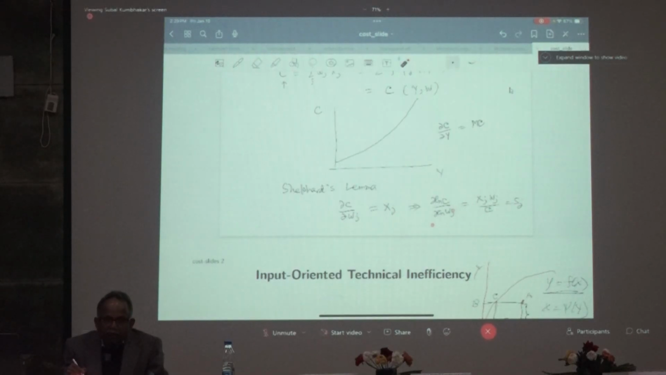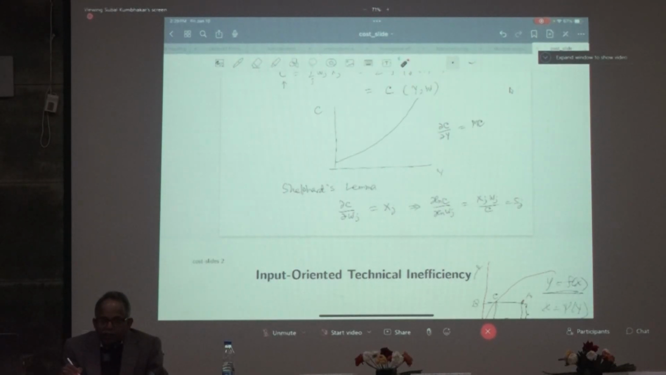Therefore, if you take a log derivative, instead of looking at the derivative, what is it going to be? The log derivative is going to be 1 over c, del c del wj, and then multiplied by wj. So you will be getting wj xj divided by c. And this is the regular derivative, this is the log derivative.